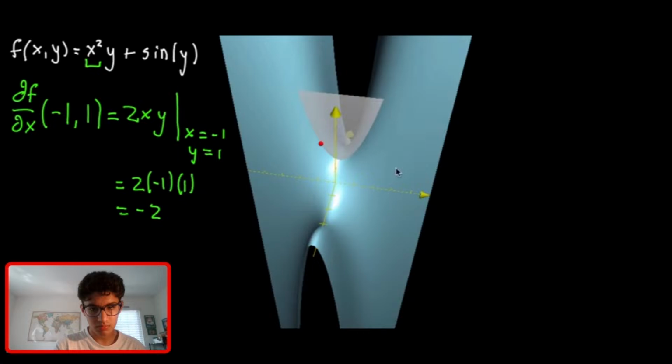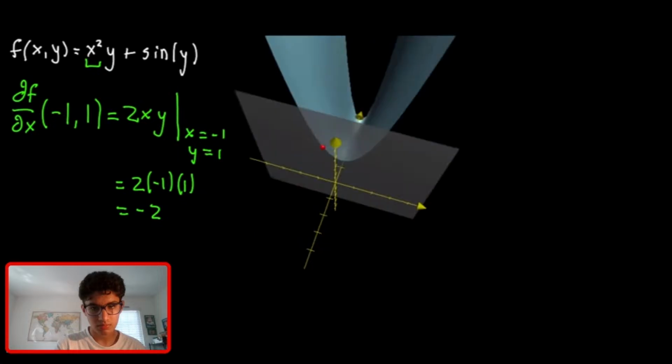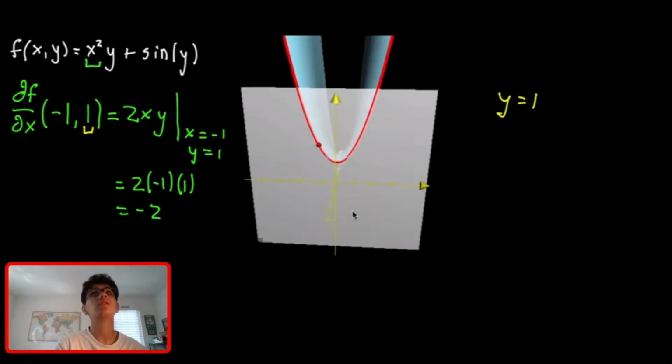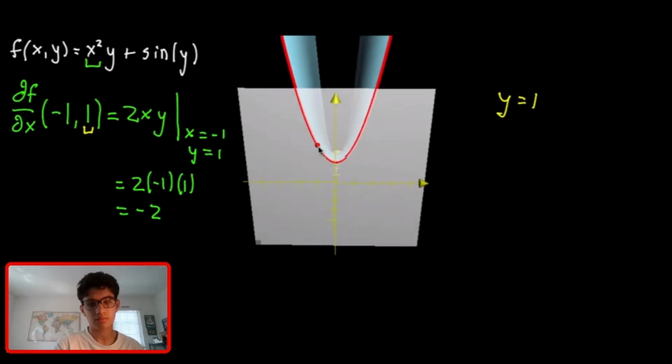And I'll go ahead and slice the actual graph at that point, and draw a red line. This red line is basically all the points on the graph where y is equal to 1. So I'll just emphasize that, where y is equal to 1. When we're looking at that, we can actually interpret the partial derivative as a slope, because we're looking at the point here, and asking how the function changes as we move in the x direction.